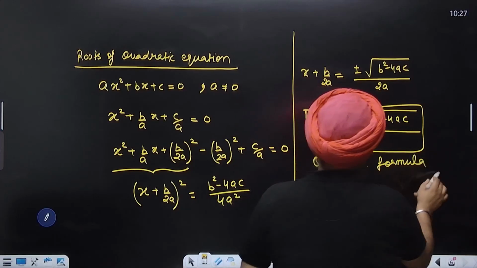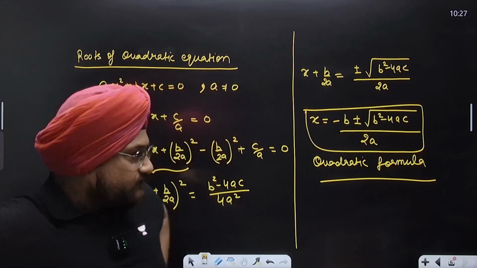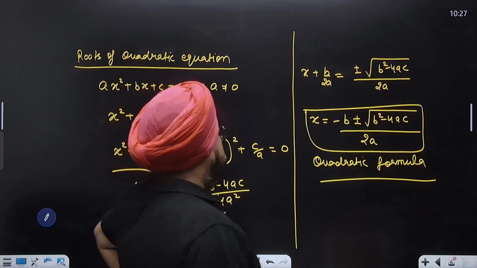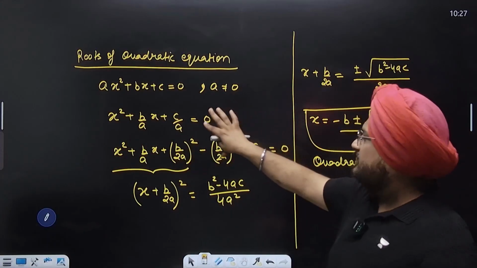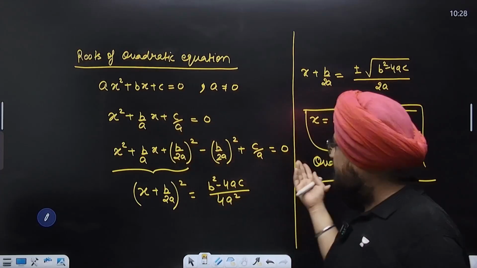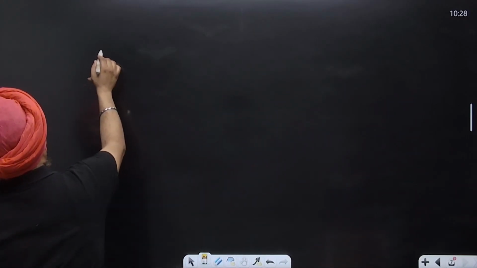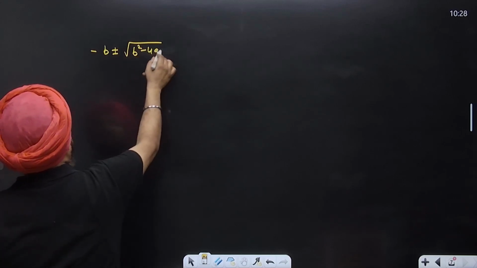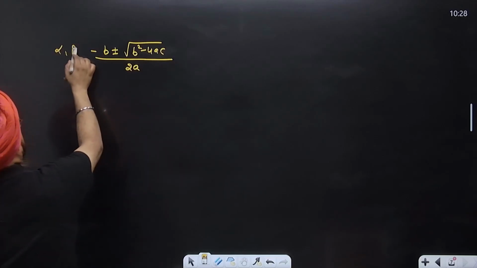We have used it, we have seen it so many times. Quadratic formula of finding the roots of quadratic equation: minus b plus minus root b square minus 4ac upon 2a. Either we can apply this formula or we can use the factorization method to find the roots of quadratic equation. Now let's say these roots are alpha and beta. We have found the two roots of quadratic equation. Let's say these roots are alpha and beta.